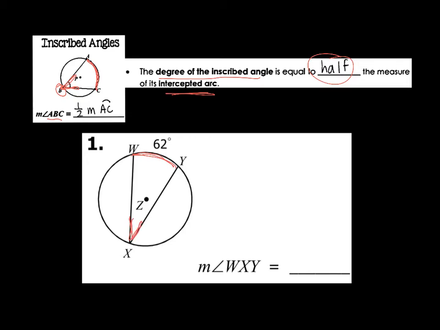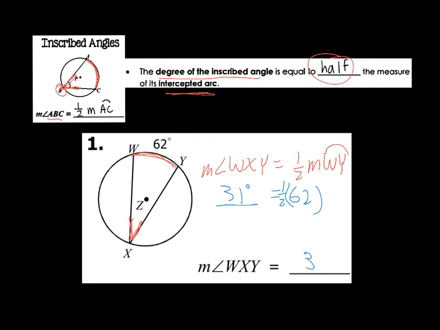And what do we know? We know that the measure of angle WXY is equal to 1/2 of the measure of arc WY. So when we put this into numbers, I know that this is 62 degrees. So over here has to be equal to 1/2 of that. 1/2 of that is 31 degrees. So this must be in here 31 degrees.